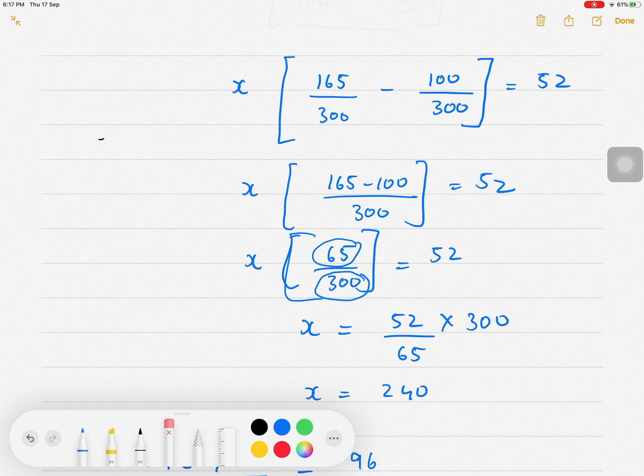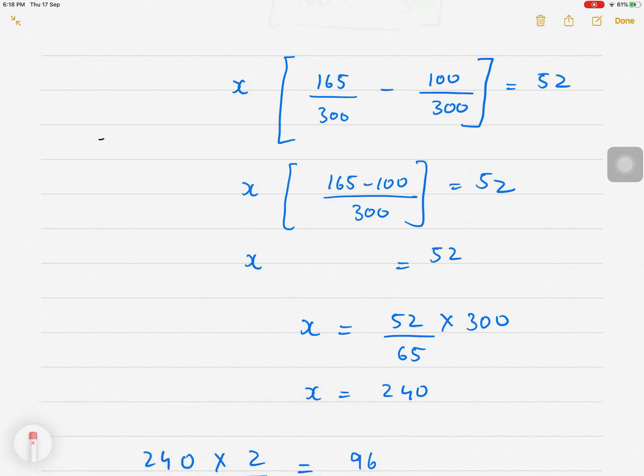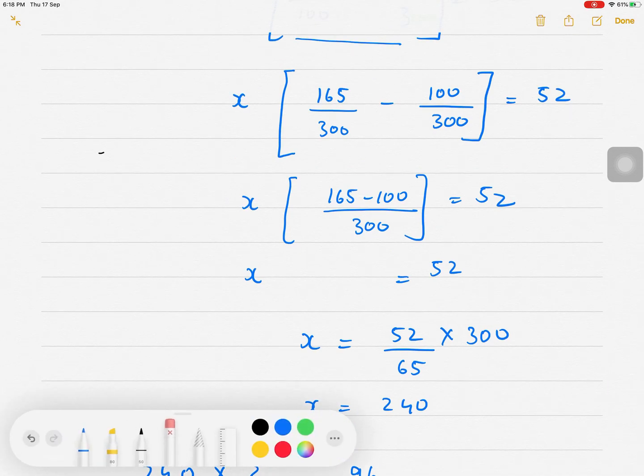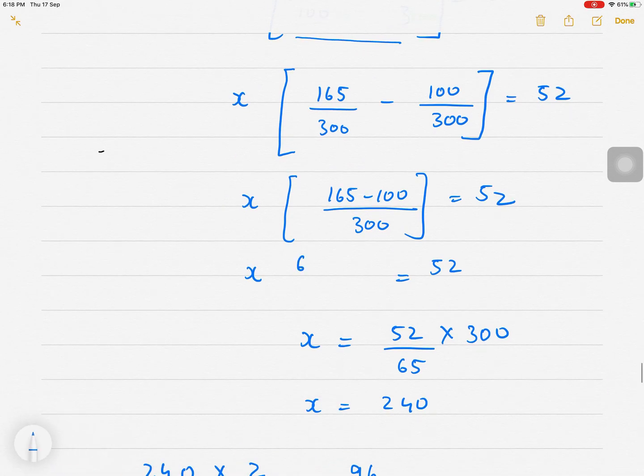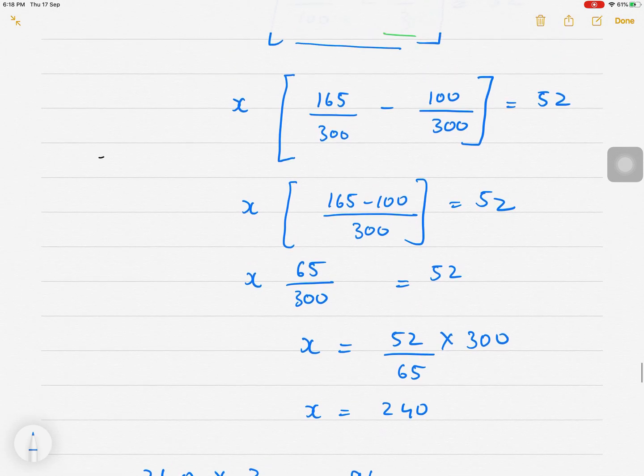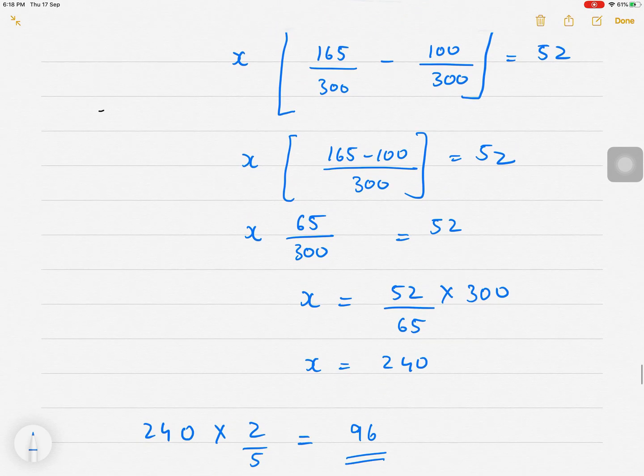Okay. This I can write like this. x into 65 divided by 300 on one side becomes x equal to 52 multiplied by 300 divided by 65. So division becomes multiplication when you take it to the other side, and multiplication becomes division when you take it to the other side. Correct?